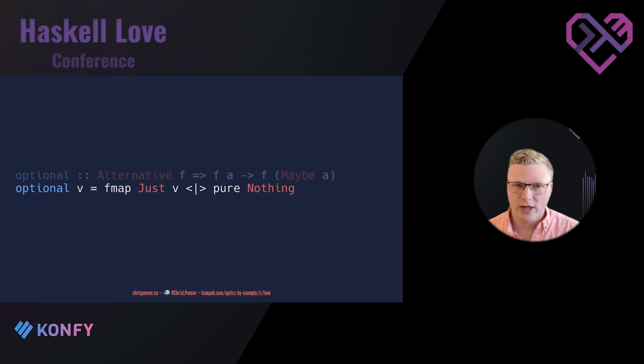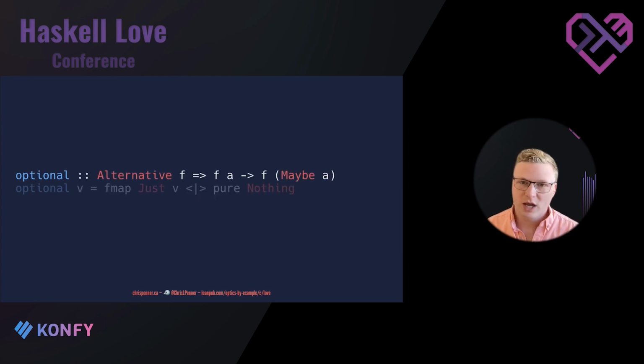Okay, and the way that we can do that is actually quite easy. We just say, well, I don't know whether this v is empty or a success, but I'm just going to map just into it. And then if that doesn't work, like if this value is going to fail anyways, then I'll or else it with pure nothing, which I know is never going to fail. And that actually accomplishes this behavior, which is very cool.